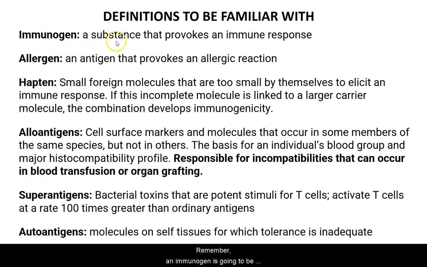Remember, an immunogen is going to be any substance that provokes an immune response. An allergen is going to be a substance or an antigen that provokes specifically an allergic reaction.